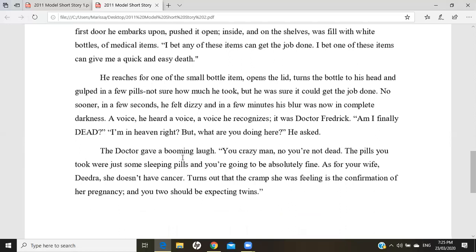The doctor gave a booming laugh. "You crazy man. No, you're not dead. The pills you took were just some sleeping pills, and you're going to be absolutely fine. As for your wife, Deidre, she doesn't have cancer. Turns out that the cramp she was feeling is the confirmation of her pregnancy, and you two should be expecting twins."